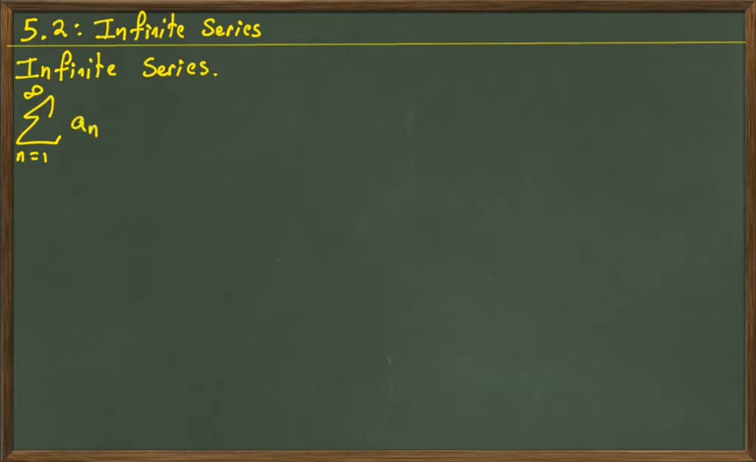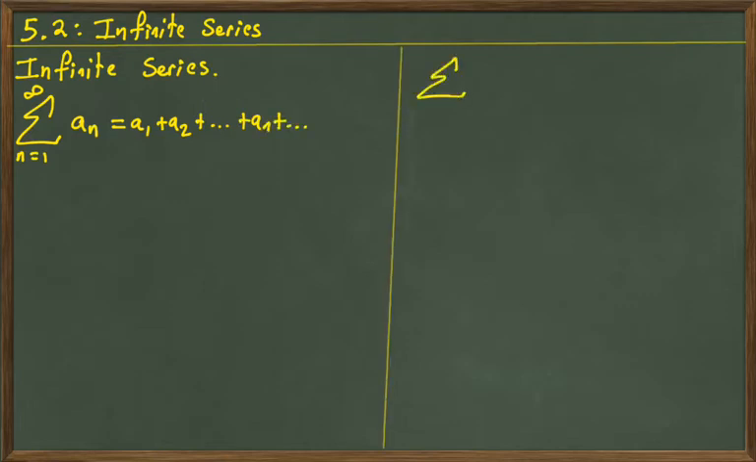You're going to have some sort of seed sequence a sub n. And that's going to be simply a1 plus a2 plus a3 plus all the way out to a sub n, and we just keep on going. To give you a more concrete example of what an infinite series could look like, let's look at the sum n equals 1 to infinity of 1/2 raised to the n minus 1 power.